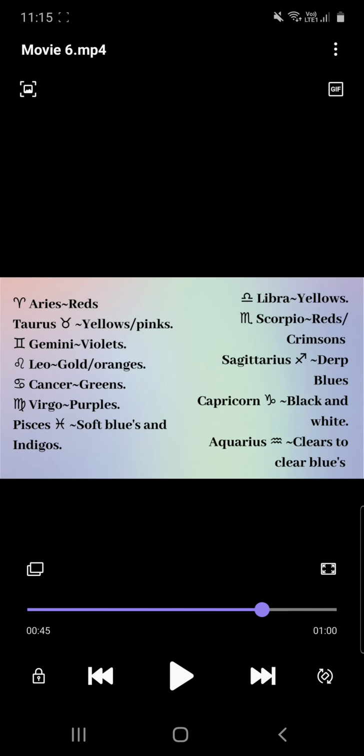Now if you want to do it this way you can. Some people do find it easier to relate to colours, so: Aries reds, Taurus yellow and pinks, Gemini violets, Leo golden oranges, Cancer greens, Virgo purples, Pisces soft blues and indigos, Libra yellows, Scorpio reds and crimson, Sagittarius deep blues, Capricorn black and white, and Aquarius clears to clear blue. It means a pale blue.